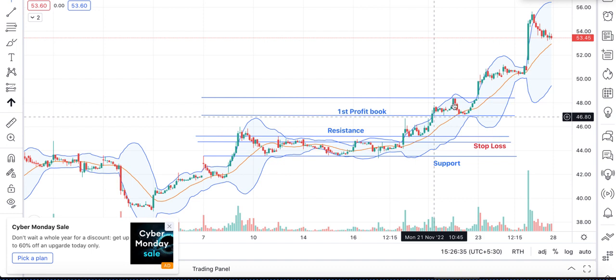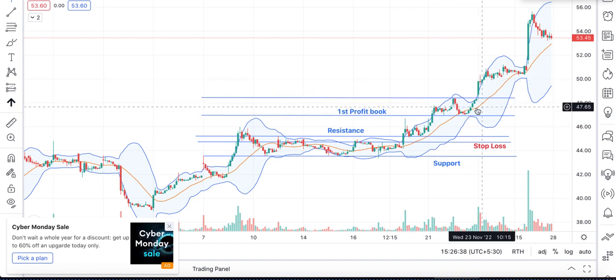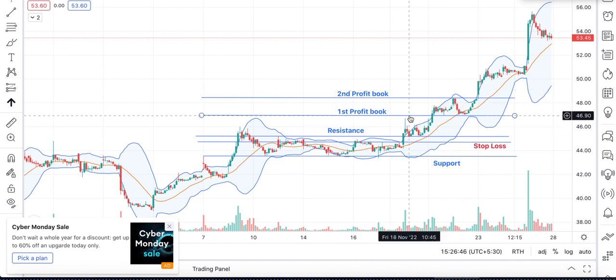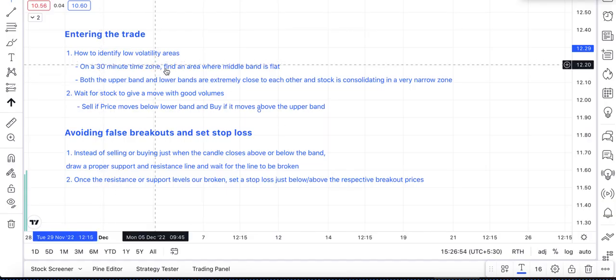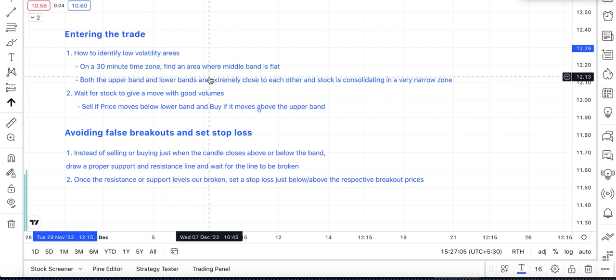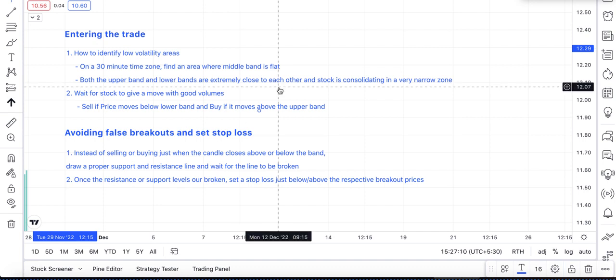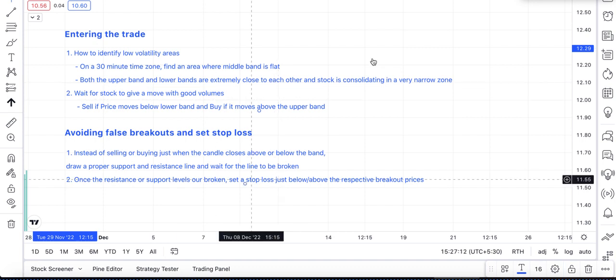If that gets broken, then of course you can see further up move as well, but you could book half the profit here and then wait for the second half, another good move to happen. So this was the case of an upside Bollinger Band squeeze breakout that happened. Wait to find a zone where you see a lot of low volatility action happening, a lot of consolidation happening. Once you find that, then you wait for the breach to happen, and then you take the trade in the direction of the breakout. That's how you'll avoid false breakouts.